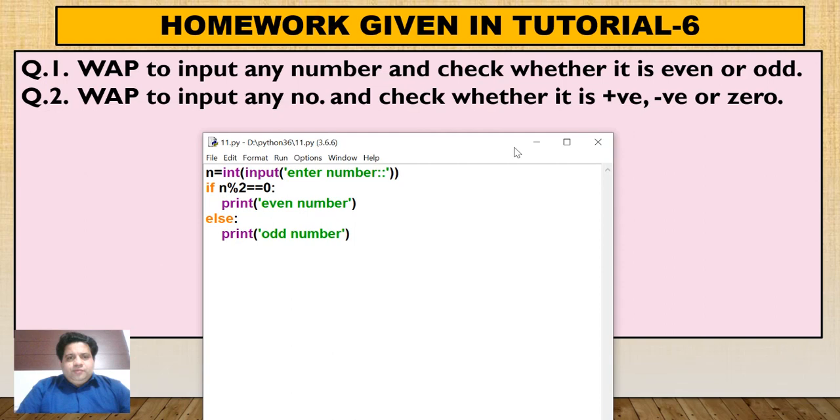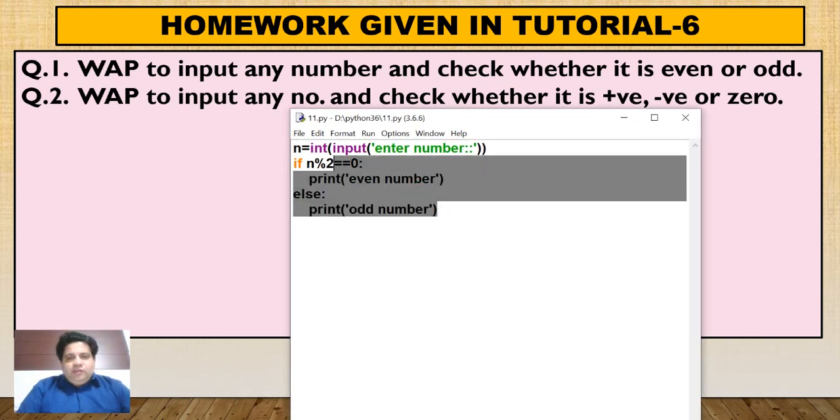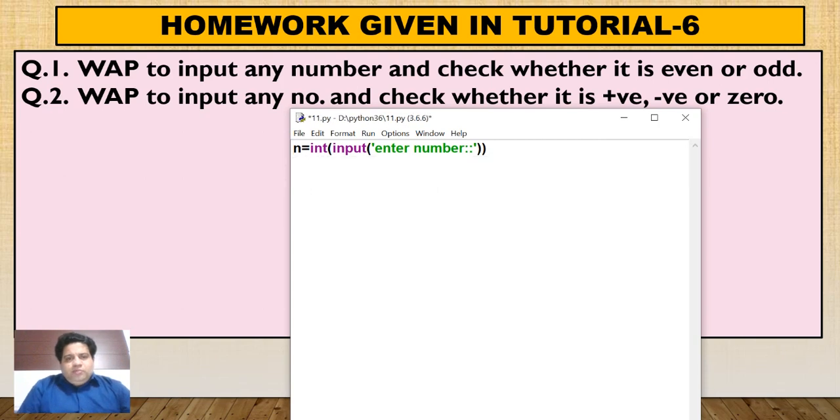Logic is very simple. Input any number and check whether it is positive, negative or 0. Suppose the number is n. So n equal to int input enter number.